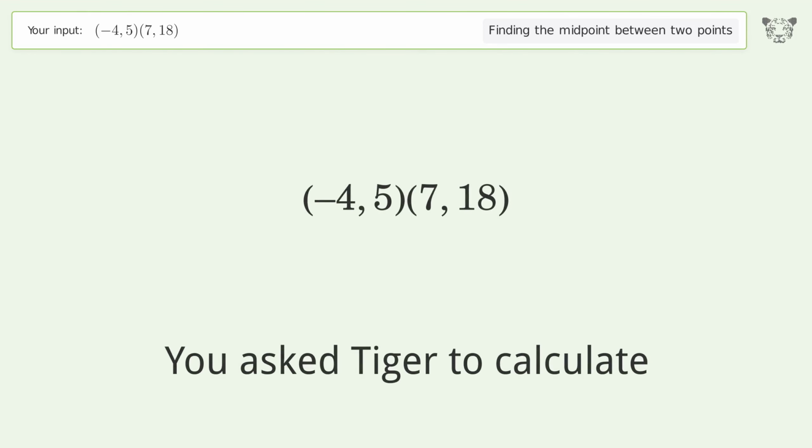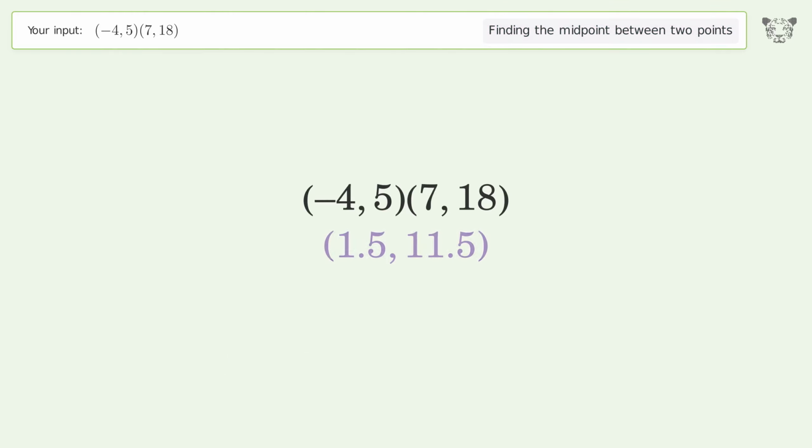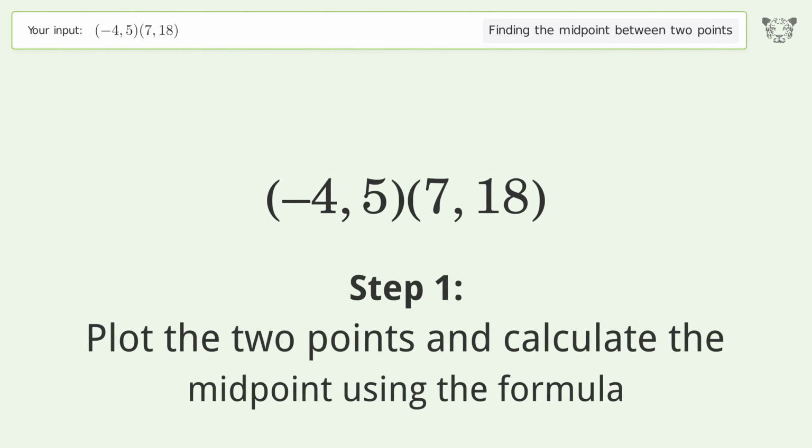You ask Tiger to calculate. This deals with finding the midpoint between 2 points. The midpoint between the 2 points is 1.5, 11.5. Let's solve it step by step. Plot the 2 points and calculate the midpoint using the formula.